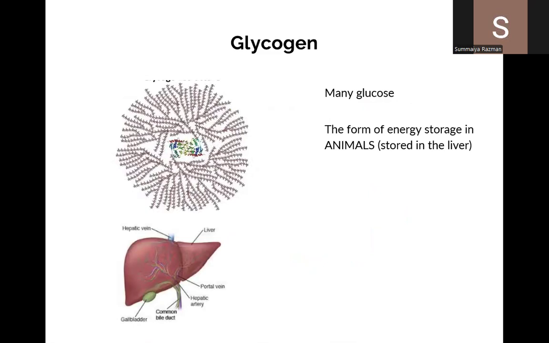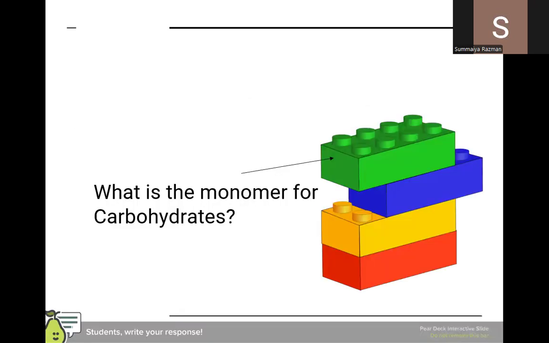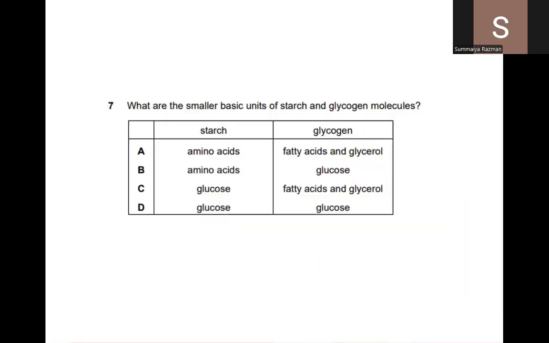In humans or in animals, we store it in the form of glycogen. Glycogen is basically just many glucose molecules joined together. Then cellulose is found in the cell walls of plants, and again, this is many glucose molecules joined together. So if I were to ask you what is the monomer for carbohydrate, what would be your answer? The answer should be simple sugar, or monosaccharide, or glucose.